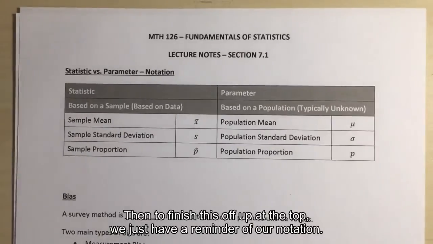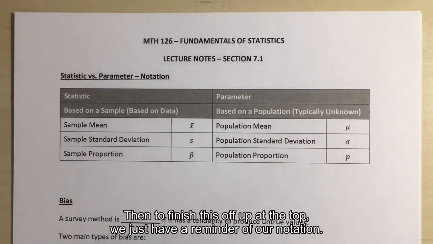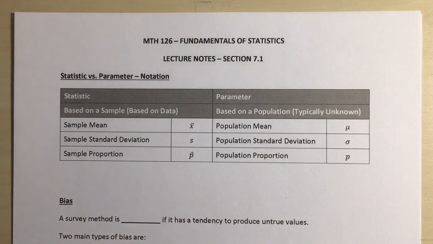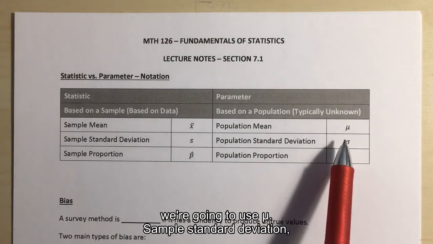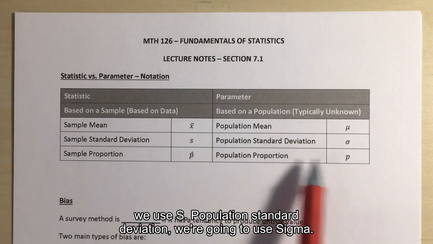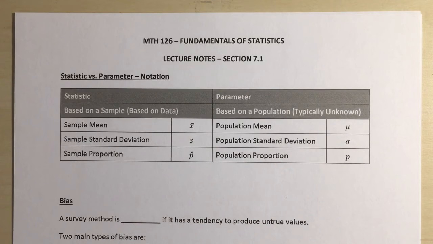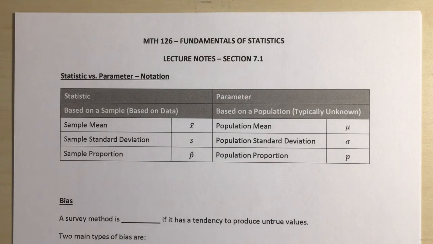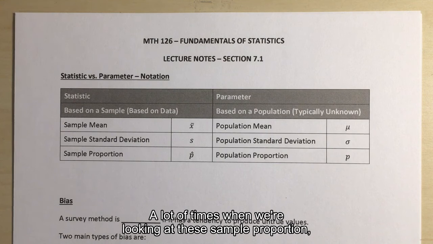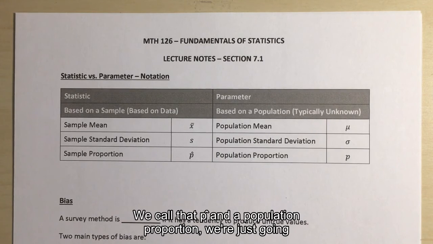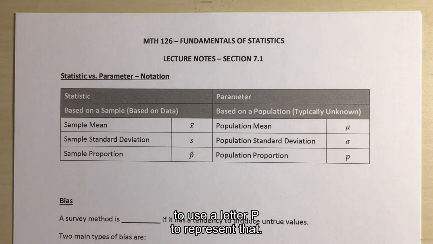Okay. So then to finish this off, up at the top we just have a reminder of our notation. If we are thinking about a sample mean, we're using X bar. If we're thinking about a population mean, we're going to use mu. Sample standard deviation, we use S. Population standard deviation, we're going to use sigma. Sample proportion, a proportion is going to be a percentage. A sample proportion, we're going to have P with a little triangular part above it. We call that P hat. And a population proportion, we're just going to use the letter P to represent that.